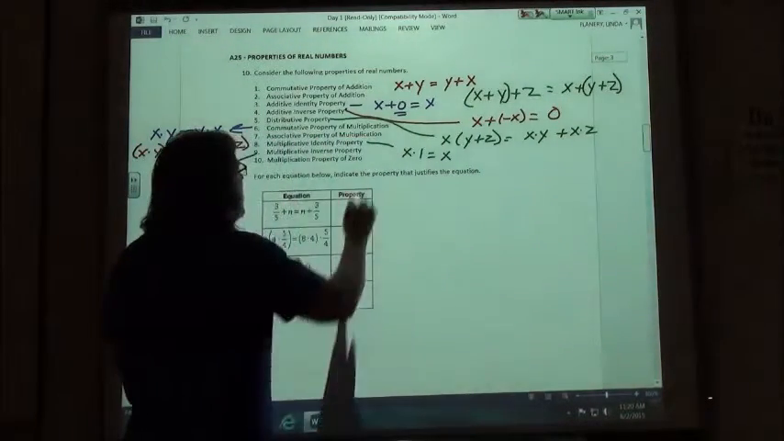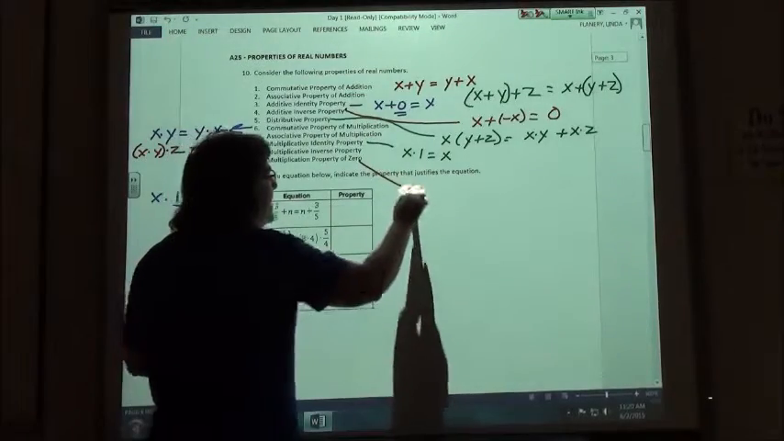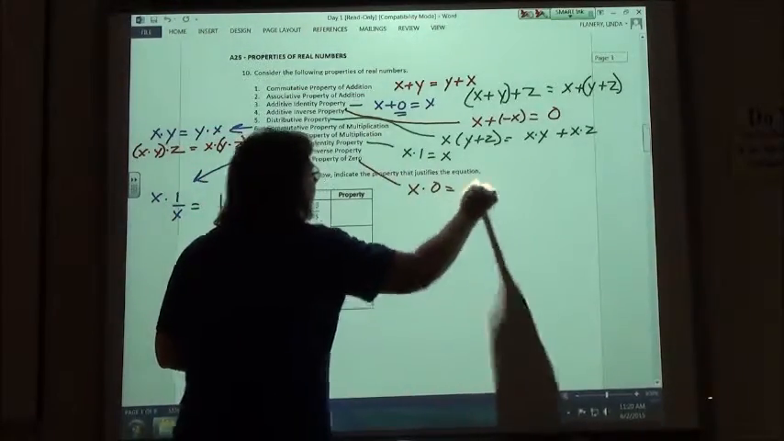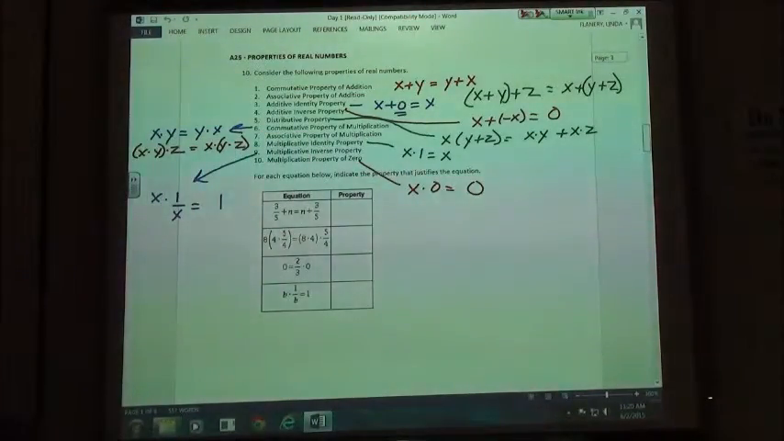And the last one is the multiplication property of 0. If I take something times 0, guess what? I get 0. So they're going to have you pick them out. On ALEKS, they're going to have a drop down and you pick which one it is. I'm just going to have you write down the number of which one it is.